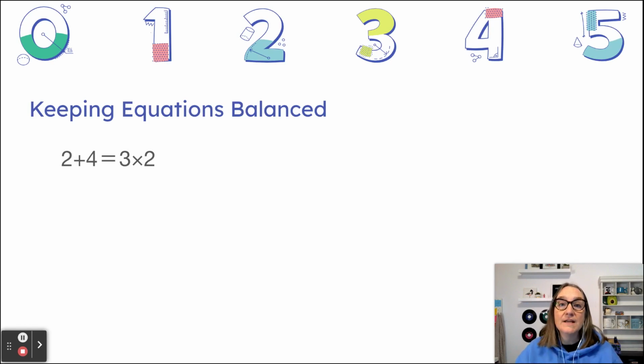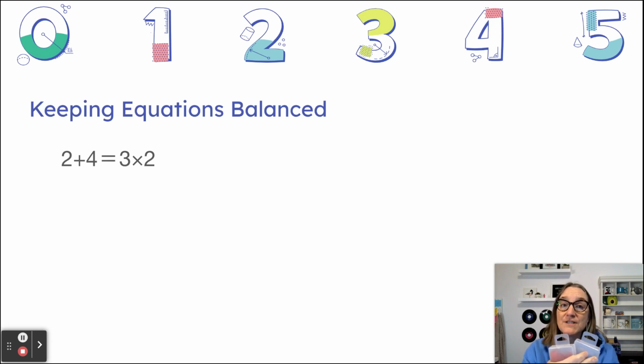Okay, I want to model this equation, 2 plus 4 equals 3 times 2. And I can do that in many different ways. One of the most effective ways I find of modeling equations is using counters like these. Now, I'm not going to use these exact counters in this video. What I'll be using is circles on the screen to represent the counters.